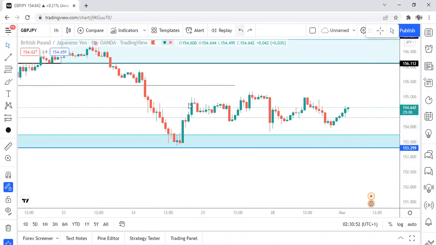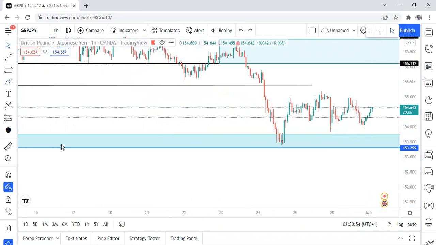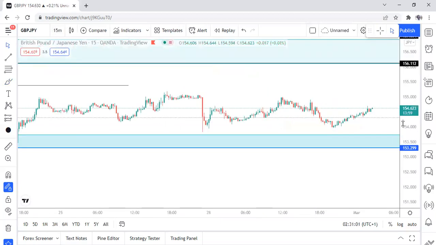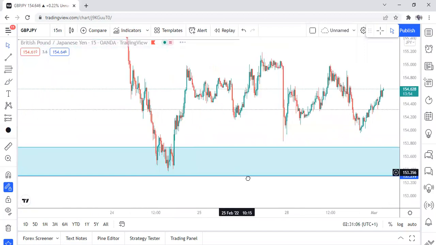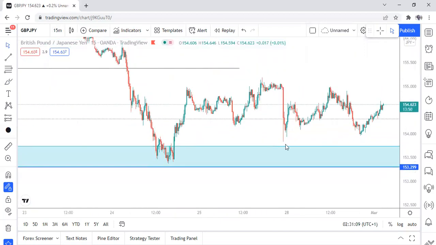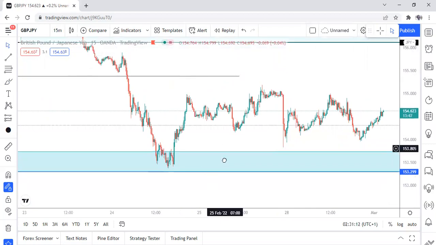Then after that, we go to the 15-minute time frame. The 15-minute time frame is normally where I take the trades. I take the trades with little refinement, actually. All right, so now this is the 15-minute time frame.